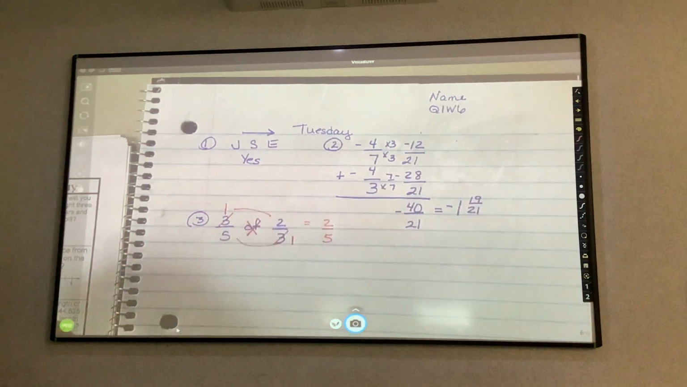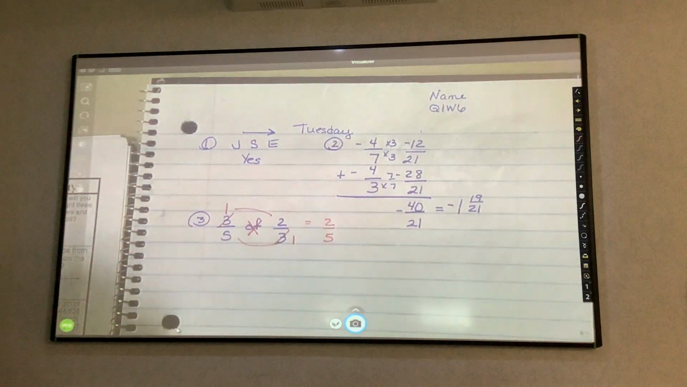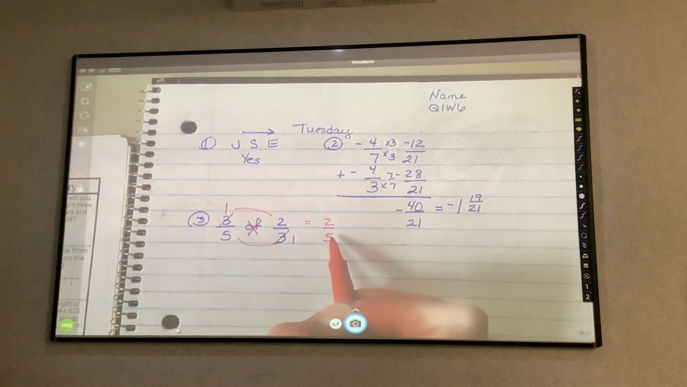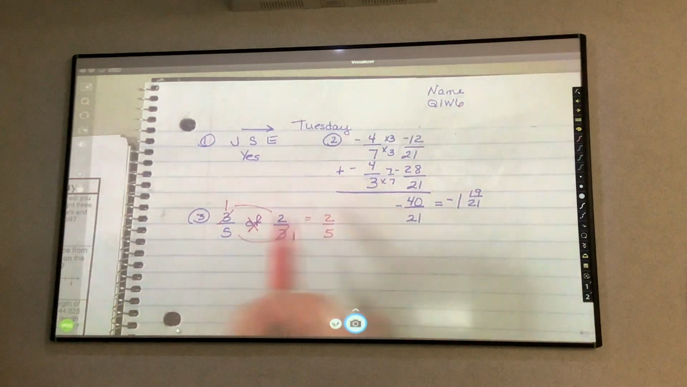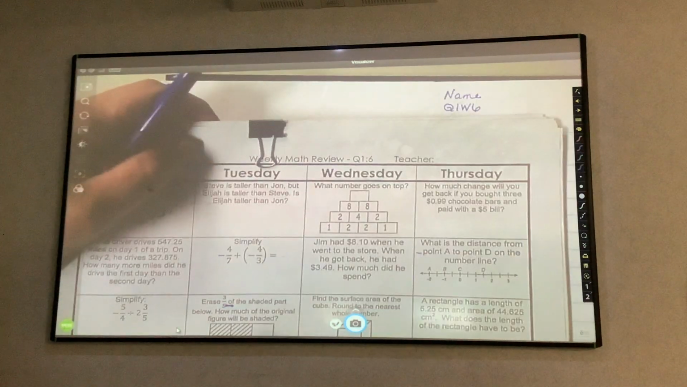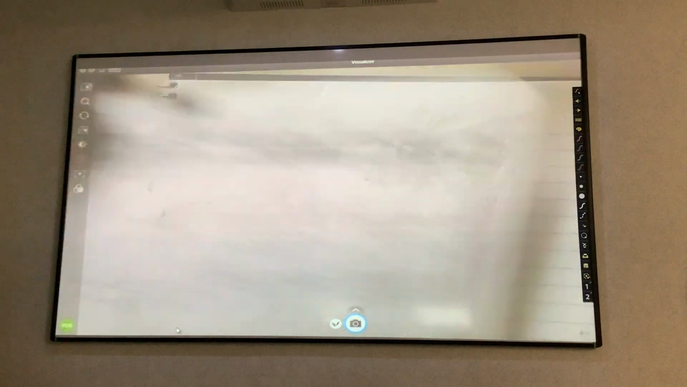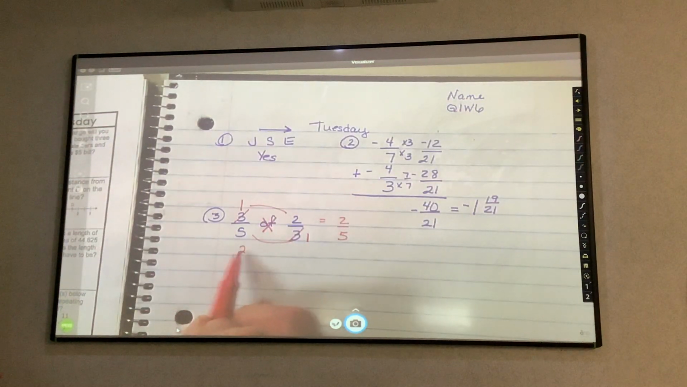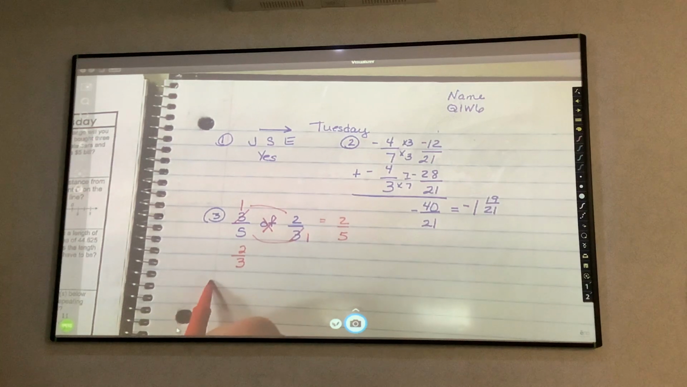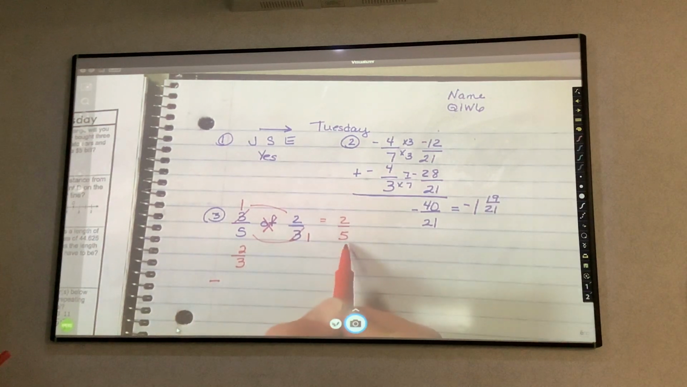But it says to erase that. So what do I have to do with that now? I'm gonna take my, what do I start with? 2/3. So I'm gonna take my 2/3 now. I'm gonna subtract how much from it? My 2/5.